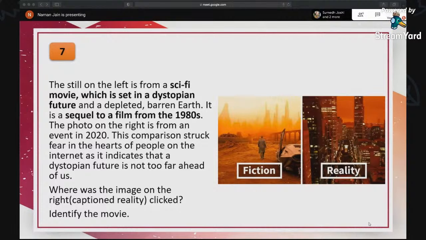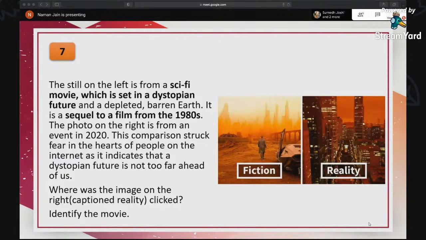So this was trending a lot, and this comparison struck fear in the hearts of people on the internet, as it indicates the dystopian future is not too far ahead of us. The image on the right is captioned "reality". Identify the movie. Two parts. The easier part is: where was this captured? The general region will do, the city or the region where this image was clicked.